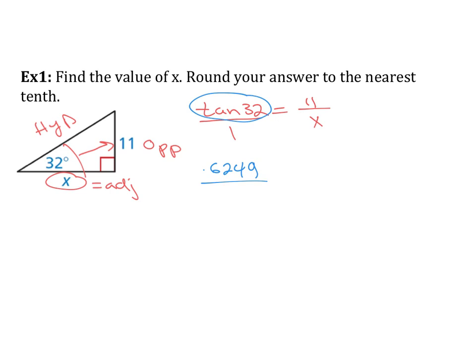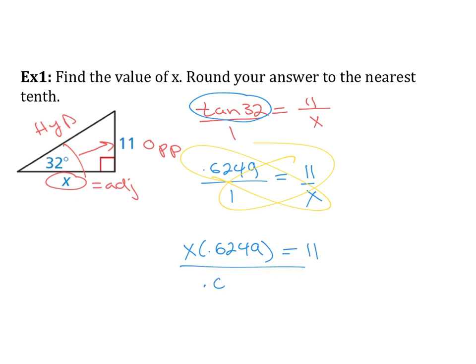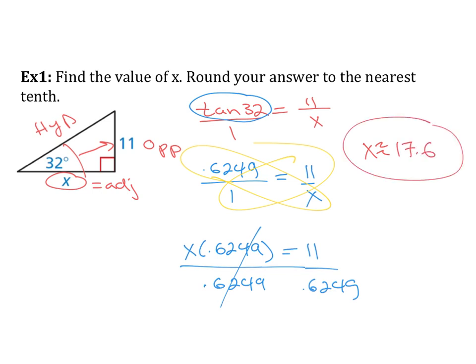So now my equation will be 0.6249 over 1 equals 11 over x. Now that I have it set up in this format, I can cross multiply. We end up getting x times 0.6249 is equal to 11. I can then divide both sides by 0.6249, and that will help me get x by itself. When we're done and we round our answer to the nearest tenth, we get that x is approximately 17.6 as our final answer.